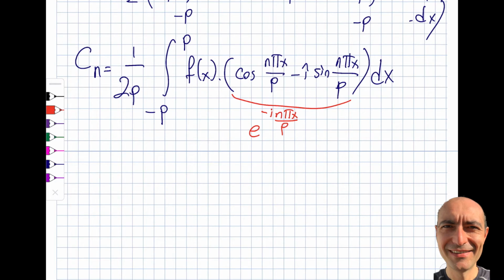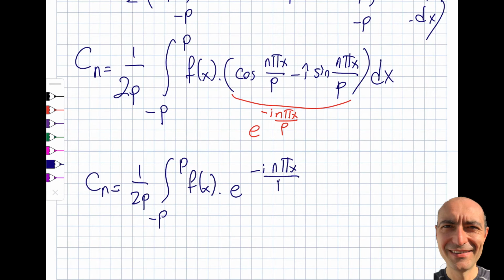So now, if I rewrite this for one last time, I will get Cn to be 1 by 2p integral minus p to p f of x times e to the minus i n pi x by p dx. And just to remind us, this n will be from 1 and go all the way to infinity. Okay? Now I need to do the complex conjugate of it.